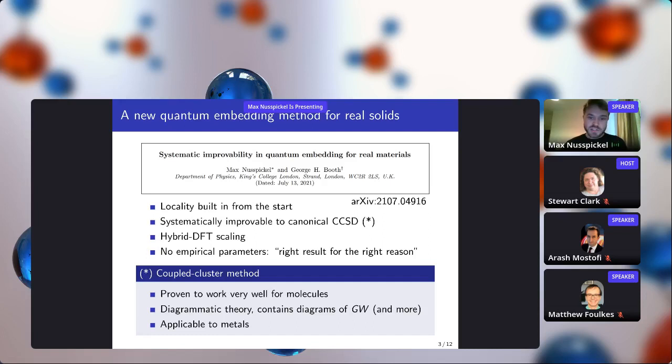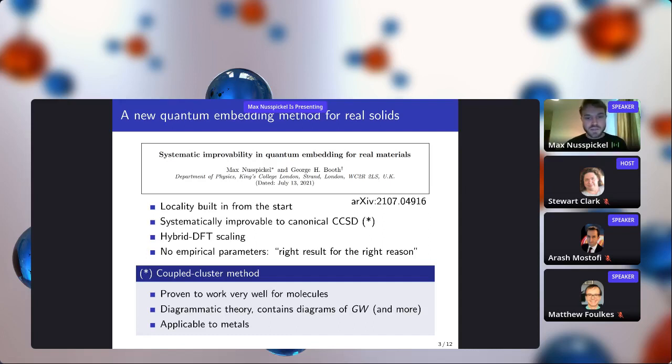So its diagrammatic content is quite good. It's not actually a superset of the GW diagrams. There are some in GW that are not in coupled cluster, but it also has many more. And it has infinite resummations of diagrams, so it can be applied to metals, and it contains diffusion. So it's something that we really would like to be able to use for solids. But there are implementations, it's just computationally too expensive to really use it for anything but really trivial systems.